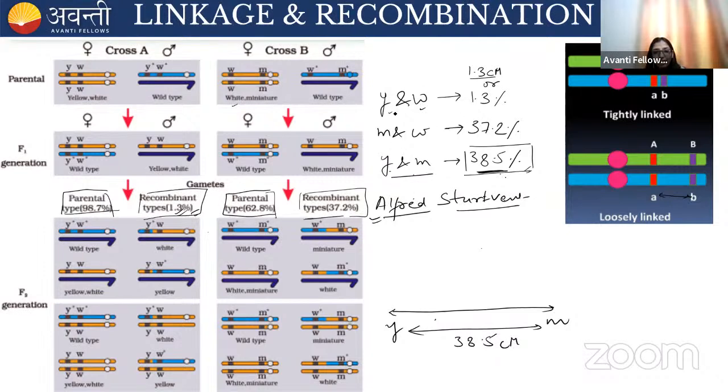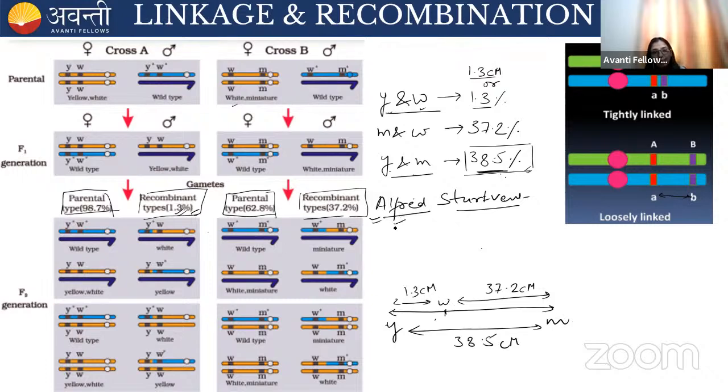Centimorgan. Now we'll go with the least one. So the distance between the eye color and the body color is 1.3 centimorgan. Now you can easily calculate the distance between the eye color and the wing, which is 37.2 centimorgan. Okay, so first is body color, then followed by the eye color, then followed by the wings. So this is how we can map the gene on the chromosome.